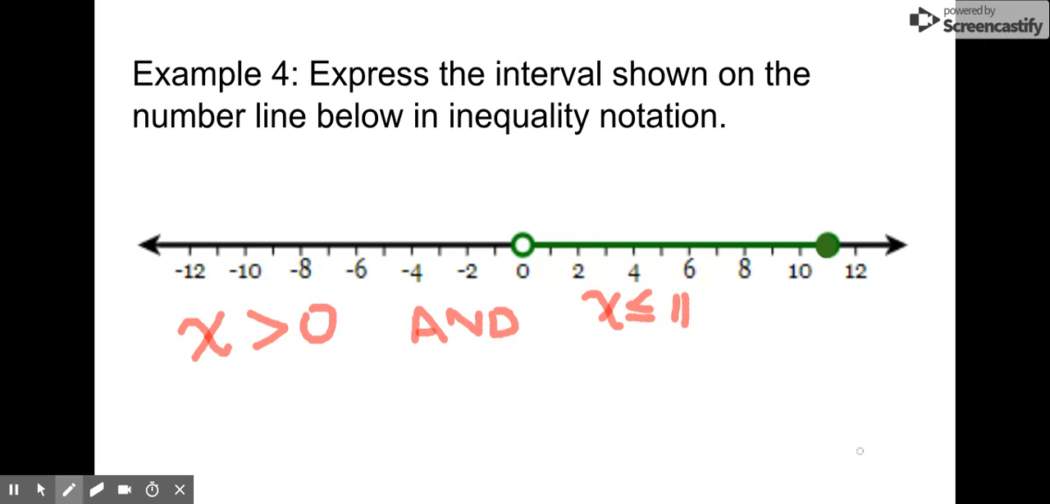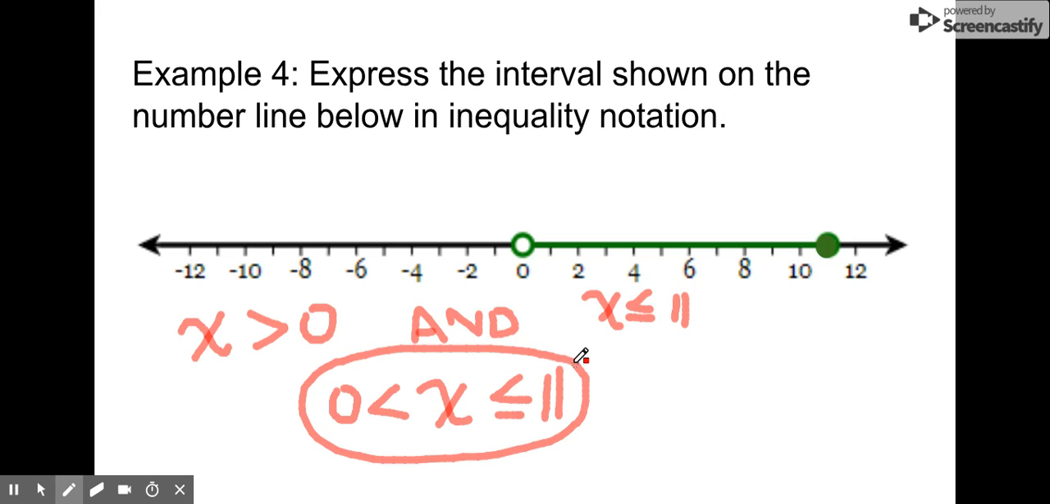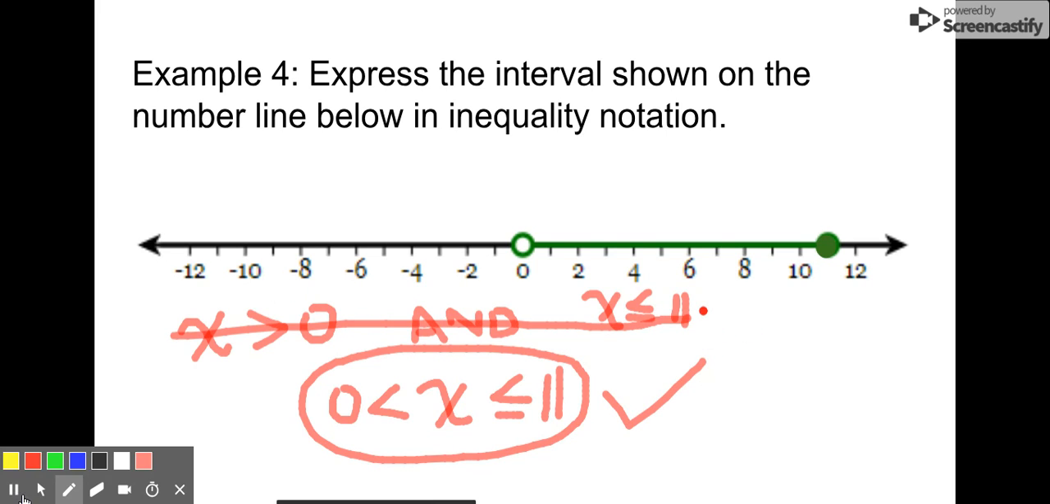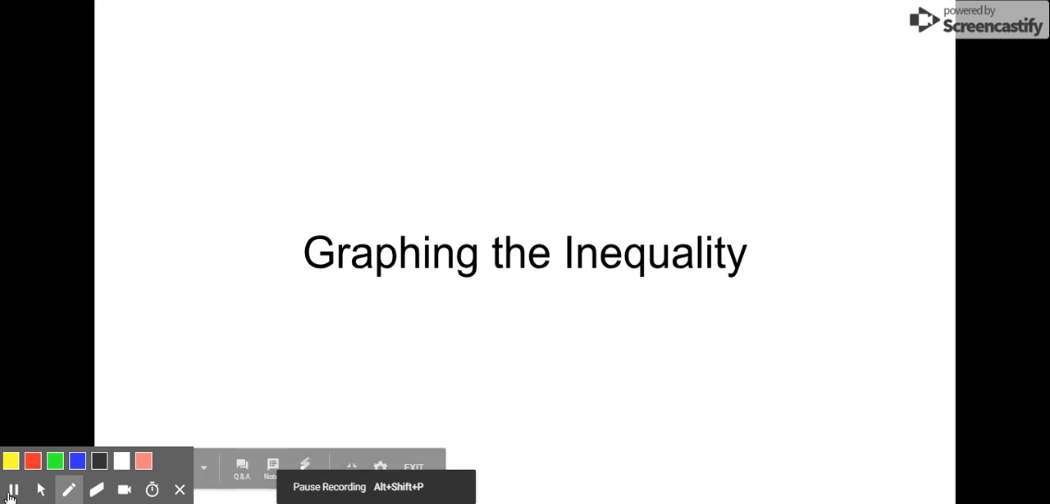But we don't want to write it as just two inequalities like this. What we really want to do is say 0 is less than x, which is also less than or equal to 11. So if you don't need to write the previous statement like we did up here, don't write that. This is what we want. But if you need to write this step, please do so. So that's the gist for looking at the graph and writing the corresponding inequalities.